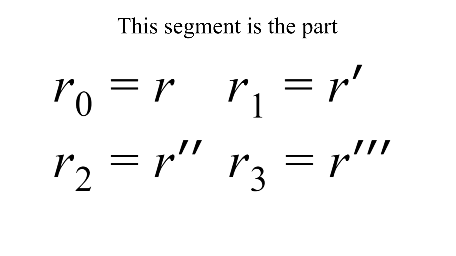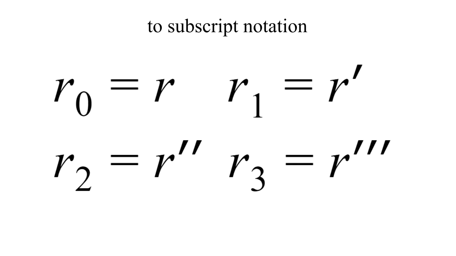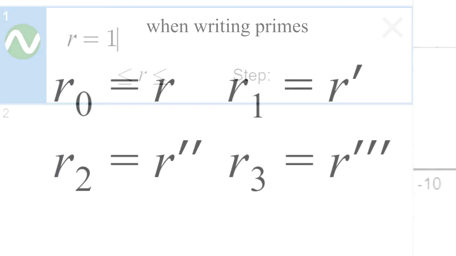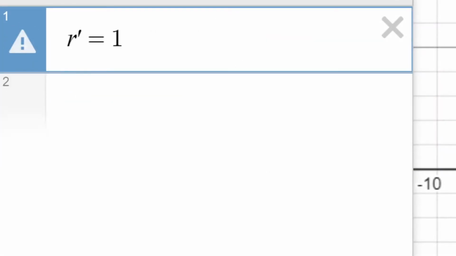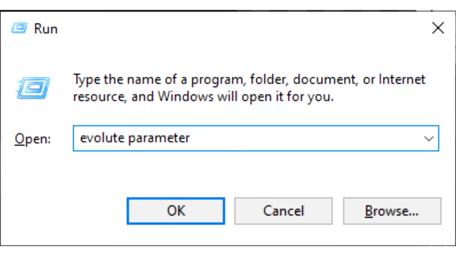up recorded segment. This segment is the part where I switch to subscript notation when writing primes, because a program I used, Desmos, cannot recognize prime notation. Overall, I'm saving your time and your soul by doing a quick run of evaluating the evolute parameter. So all in all, let the algebra begin.